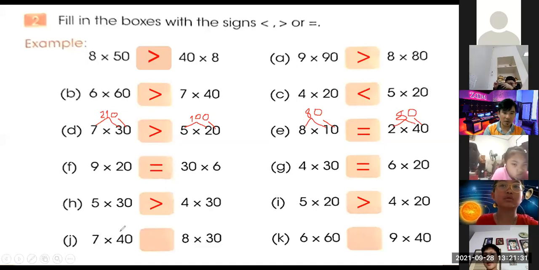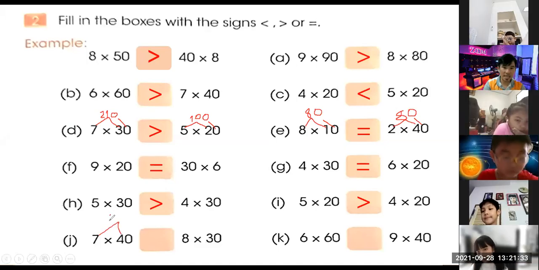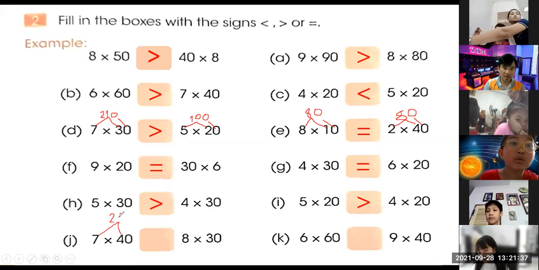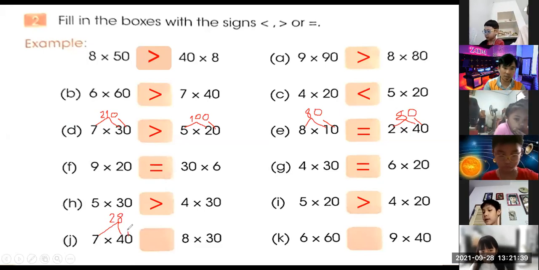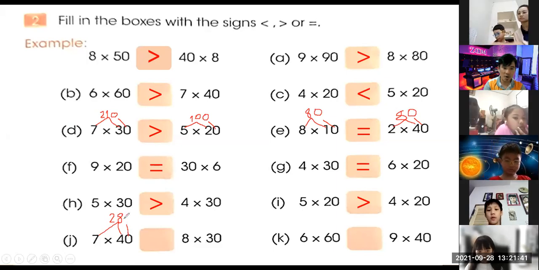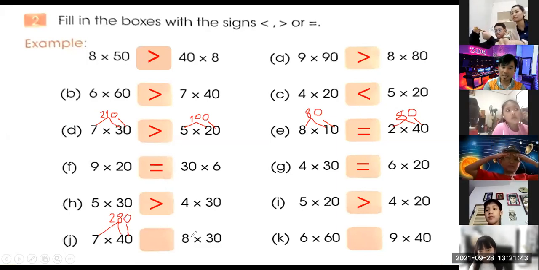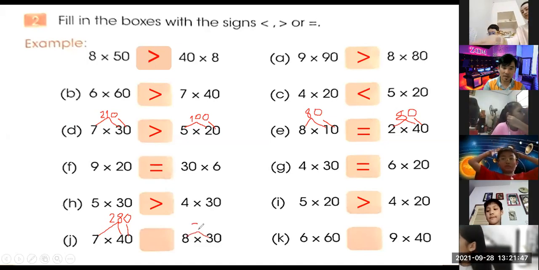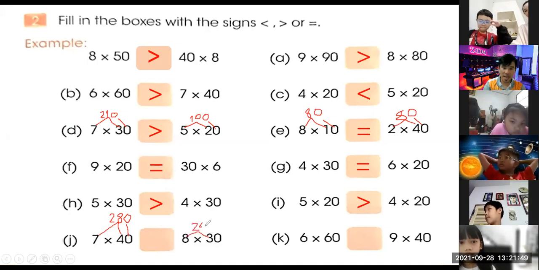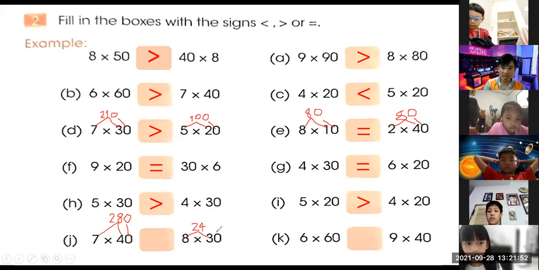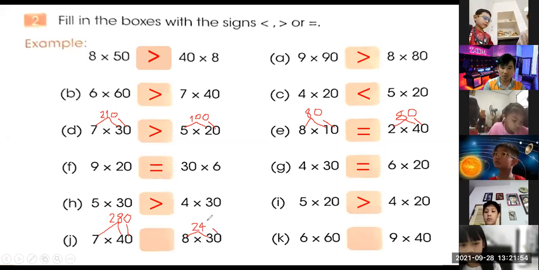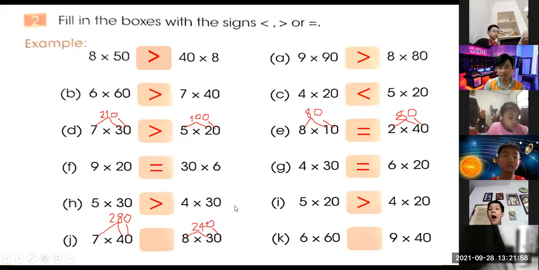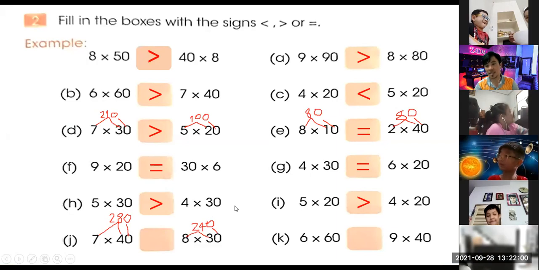7 times 4 is 28, right? 7 times 4 is 28. And then just put 0 here. So we have here 280. 8 times 3 is 24, right? 8 plus 8 plus 8. And then put 0 here. We have 240. So in letter J, the answer here is greater than.